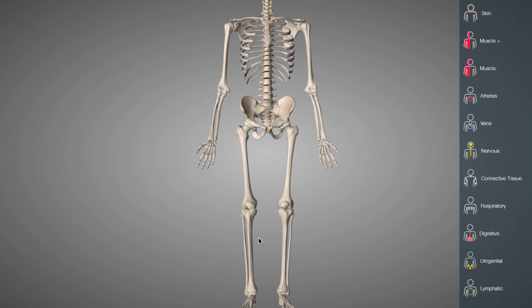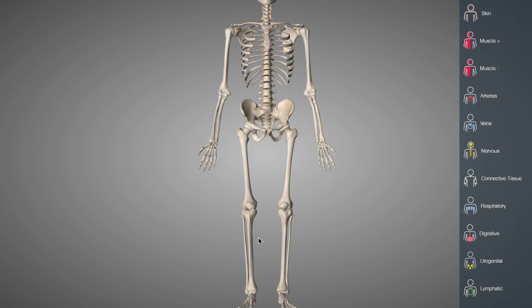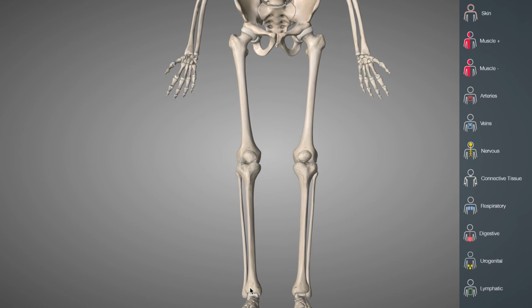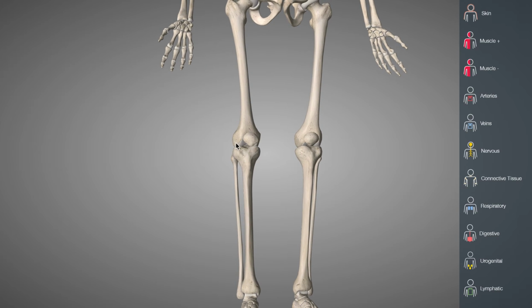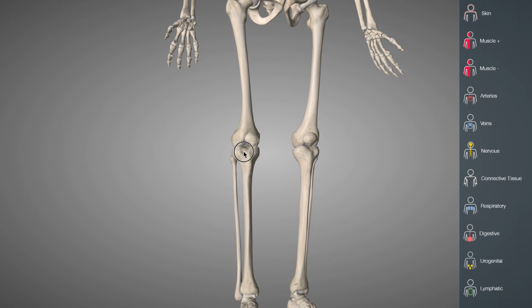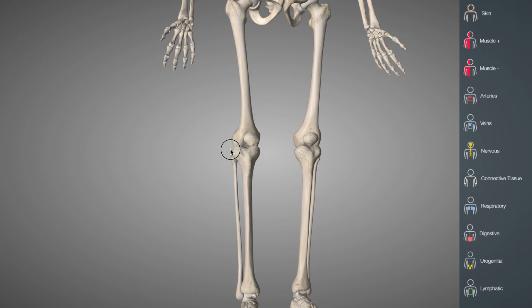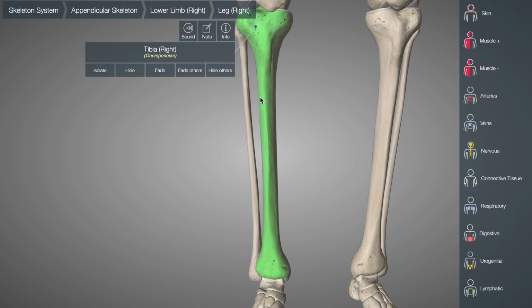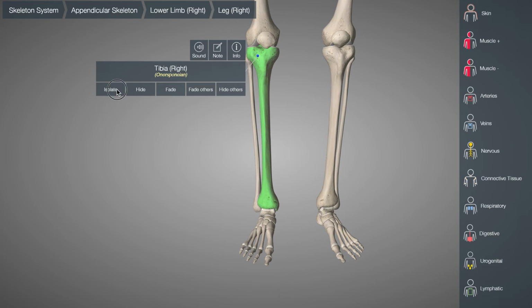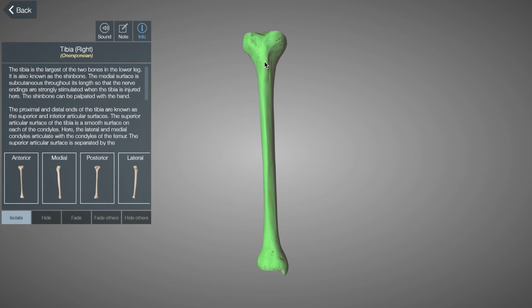Let's complete our guy. Okay, so we're looking at our anterior view. I'll go ahead and look at the tibia right over here. So like the femur had condyles, this one also has condyles. On the lateral side, we have the lateral epicondyle. We have the medial epicondyle, and let me go ahead and isolate this bone because I want you to see a pretty distinct feature of the tibia.